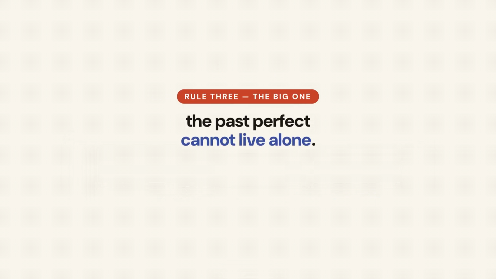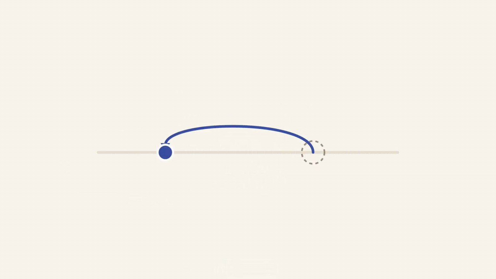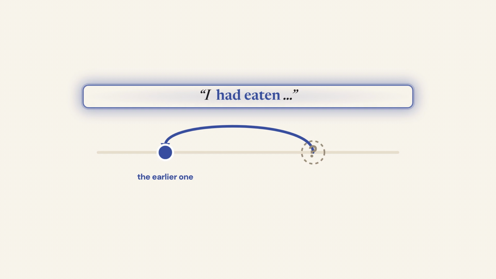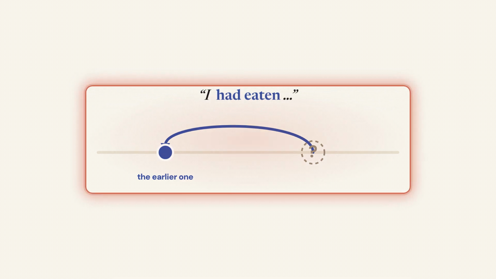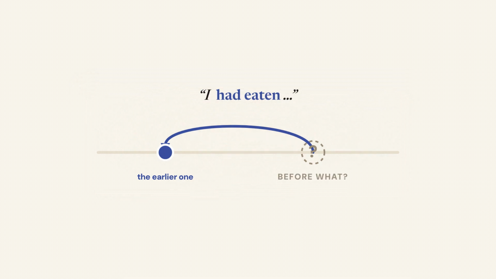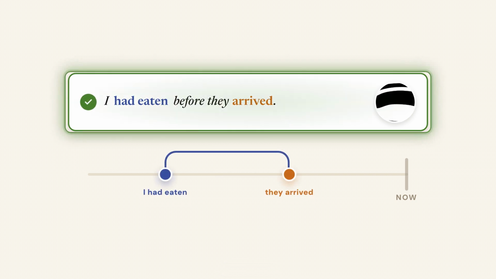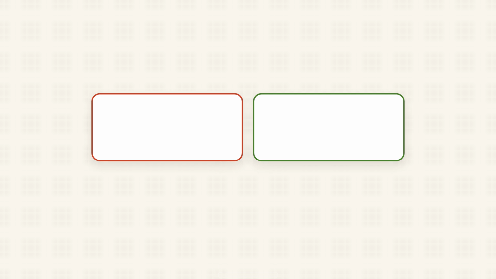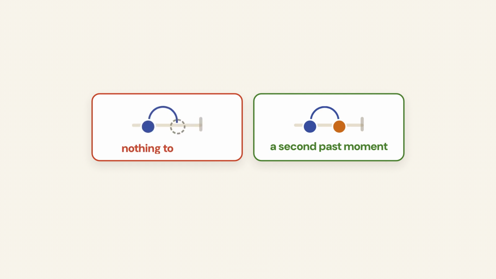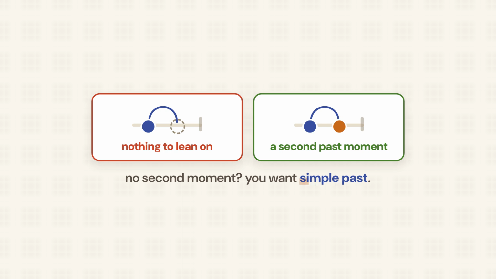Rule 3, and this is the big one. The past perfect cannot live alone. If I walk up to you and say I had eaten, you will wait. You will feel that something is missing, because I have not told you the second moment. Before what? I had eaten before they arrived. Now it works. The past perfect always needs another past moment to lean on. If there isn't one, you probably want simple past.